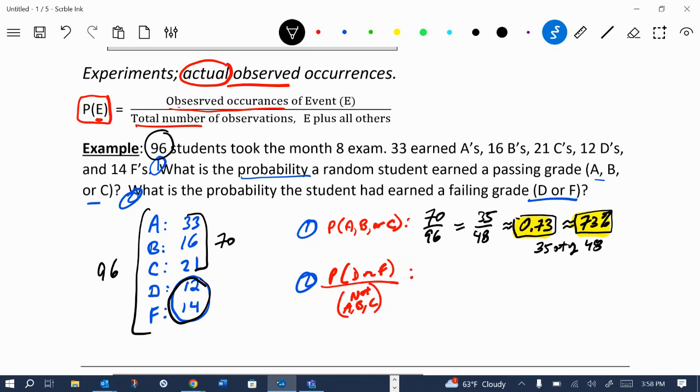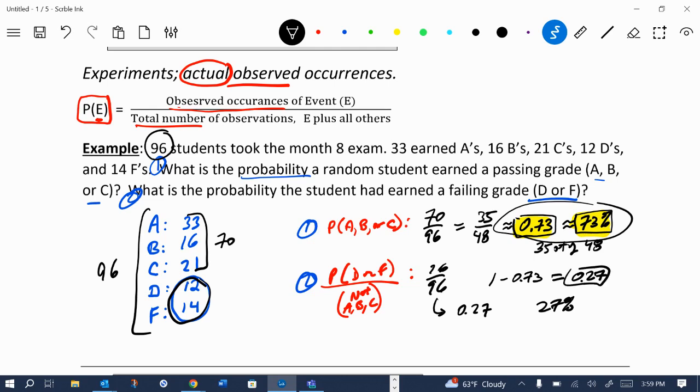So we would write that as 26 over 96, but we could also do it by simply subtracting. So we could do 1 minus 0.73. Either way, this one would become a decimal of 0.27, and this one is a decimal of 0.27, or 27%. I'm just going to yellow all of them here to show that they are all the same. These two are the same, of course, and then here's the percent version. That is actual observed occurrences.